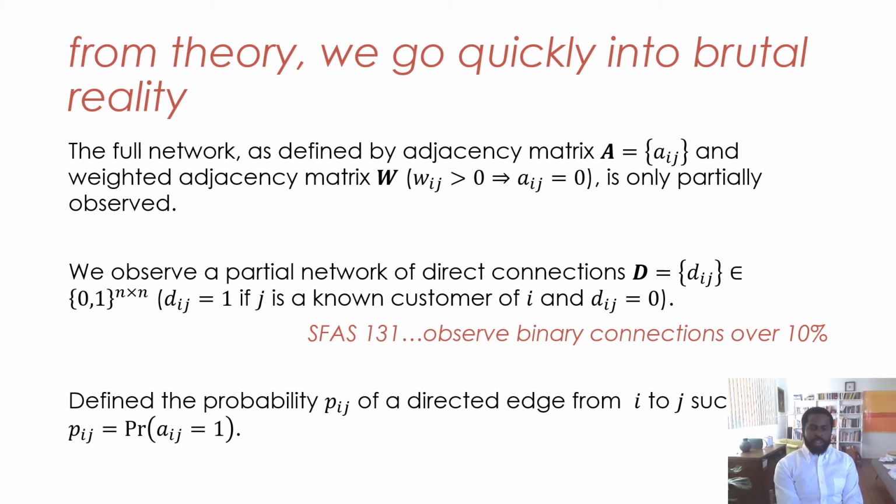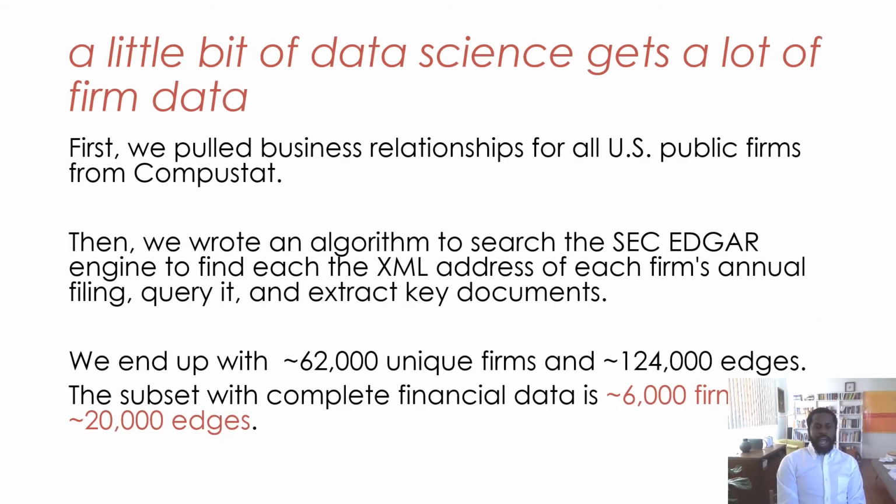So we define this probability Pij of a directed edge from i to j, because we don't fully observe this. Just because we observe a 0 doesn't mean that the probability of a connection is 0. In fact, it's positive, because there might still be a connection between these firms. So that's our challenge, right?